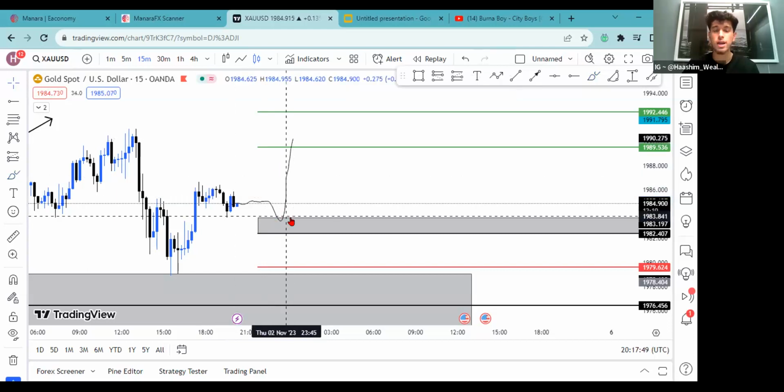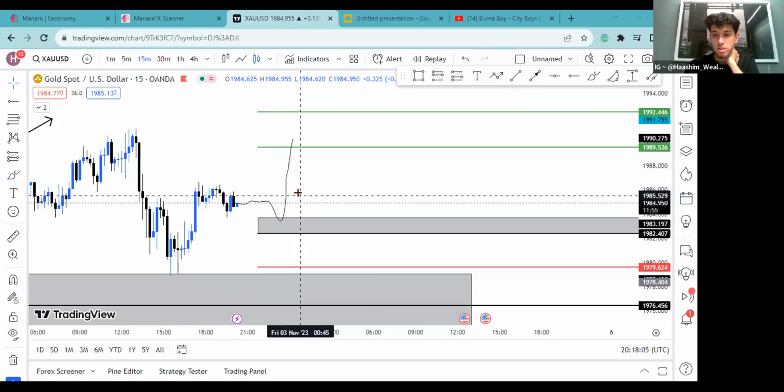What would I place here? What order would I place here? Would I place an instant execution? Would I place a sell limit, a buy limit? Would I place a sell stop, buy stop? Let me know in the chat. What would I set here? Because we're looking for price to go up.